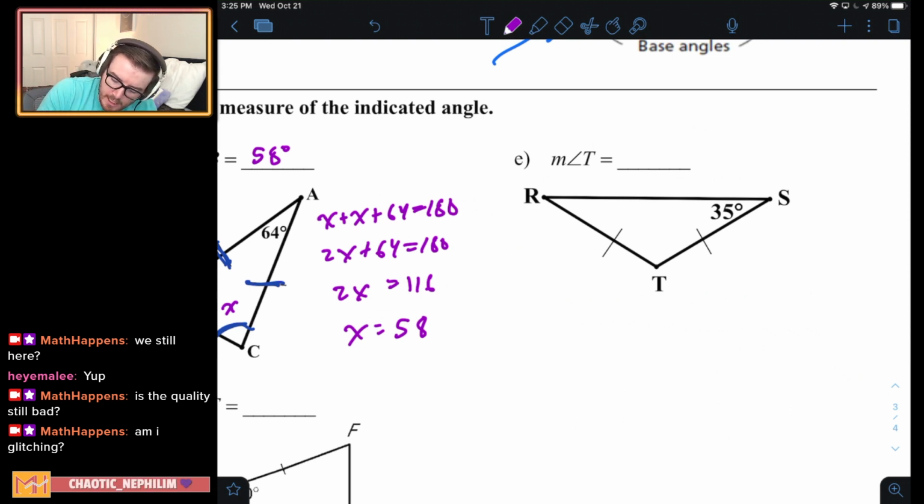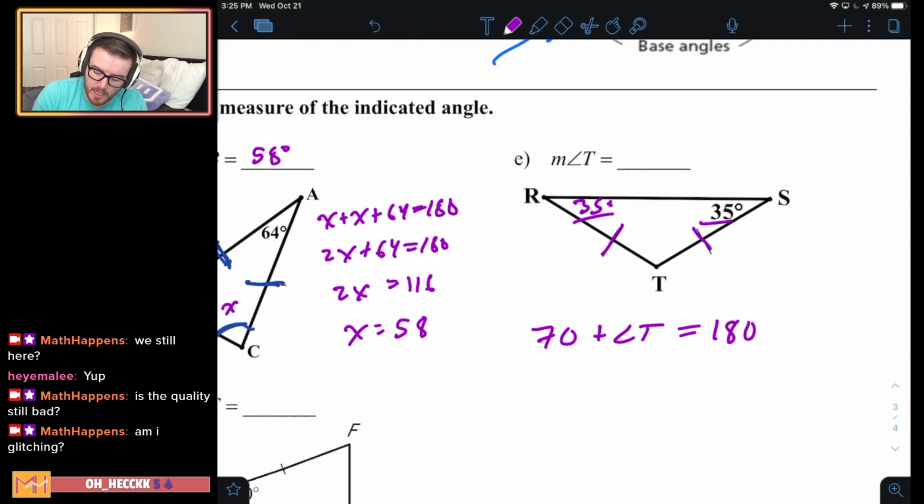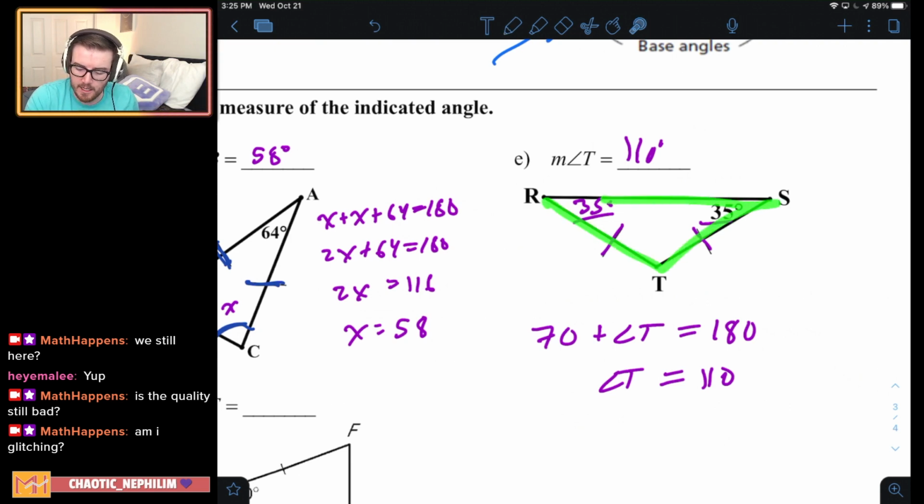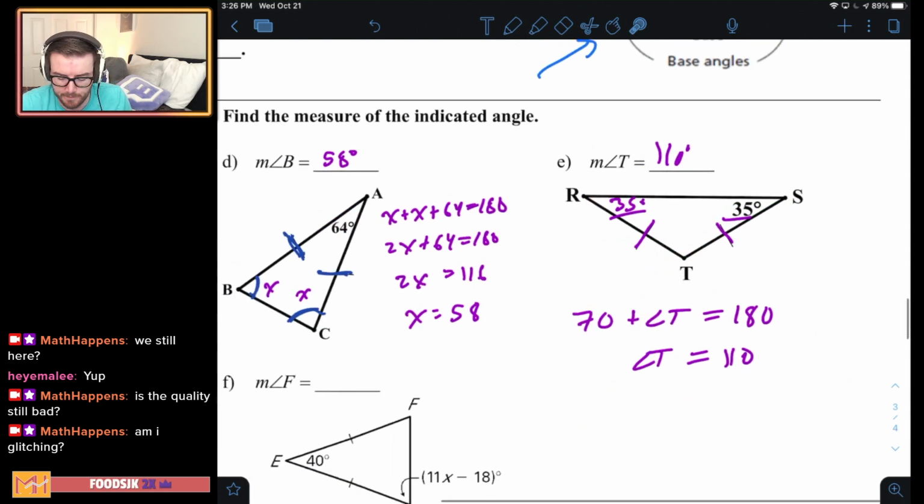Again, the legs are the same, so therefore the angles are the same. And if those two angles add up to 70, then 70 plus t needs to add up to 180. Well, angle t is 110. That's pretty straightforward, right? It's got to add up to 180 degrees. These two add up to 70, so the rest of it has to be 110.